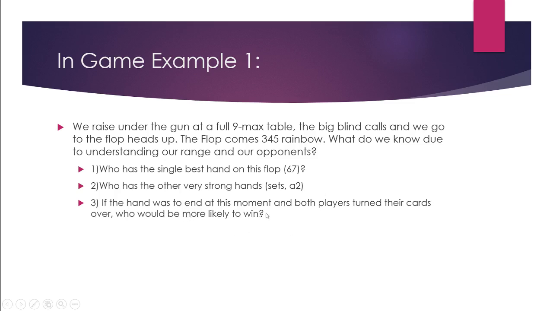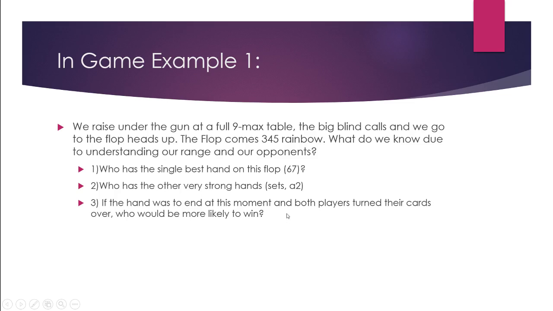And if this hand was to end at this moment and both players turn their cards over, who would be more likely to win? Now, this is a little bit of a different question. Even though the big blind has the strongest hands, we still have all the overpairs and the big aces and things like that, whereas their range is not going to have a lot of those. So we would win more often than not if we just turned our hands over as now and ended it.